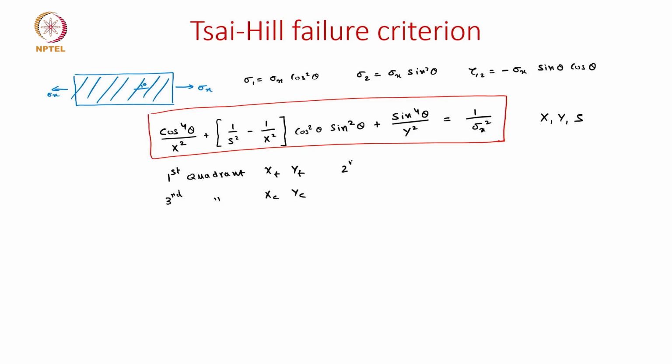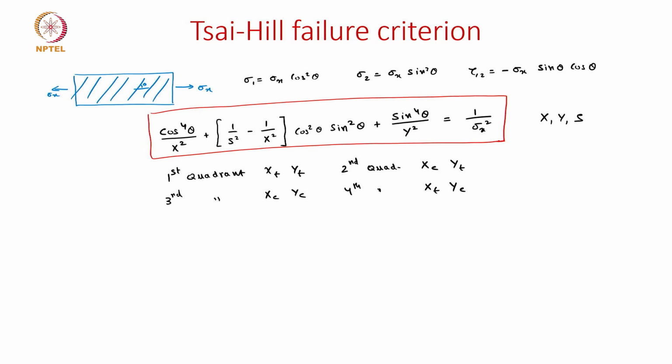But in the second quadrant we use xc because sigma 1 is negative, and we use yt because the sigma 2 is positive. And similarly in the fourth quadrant we use xt and yc. So whether to use tension values or compression values will depend on the sign of sigma 1 and sigma 2, which means this expression keeps changing from one quadrant to other quadrant.